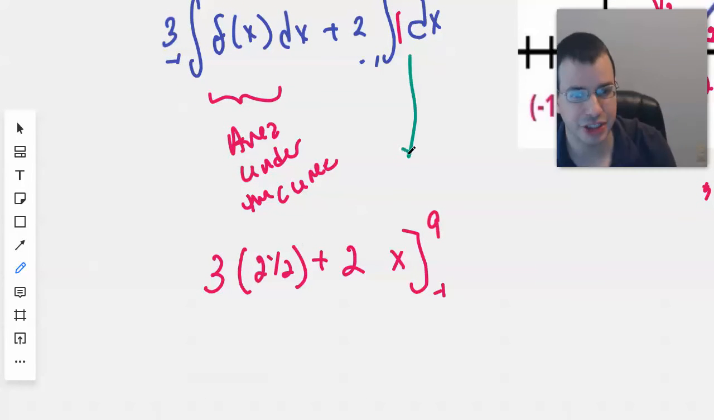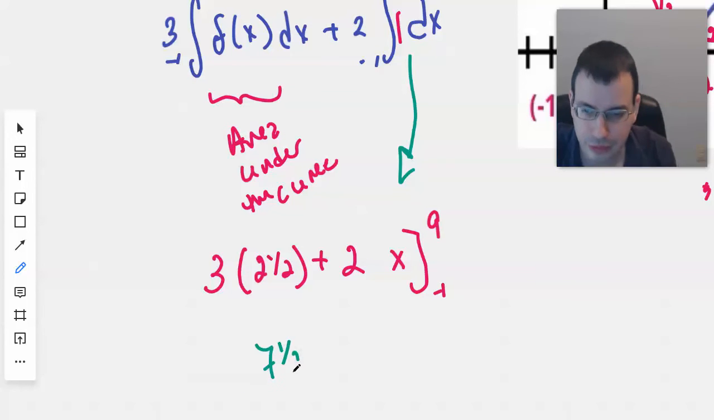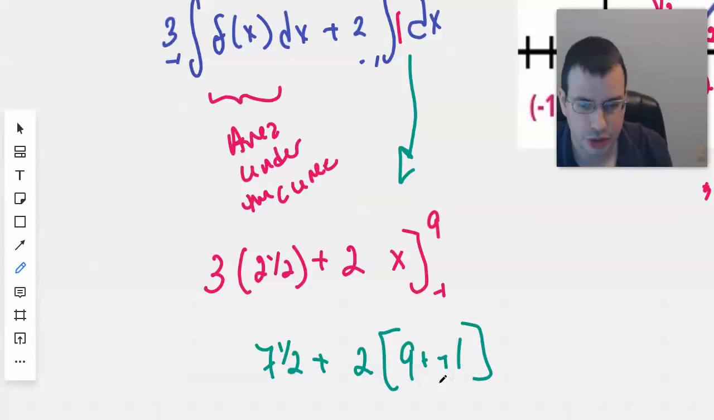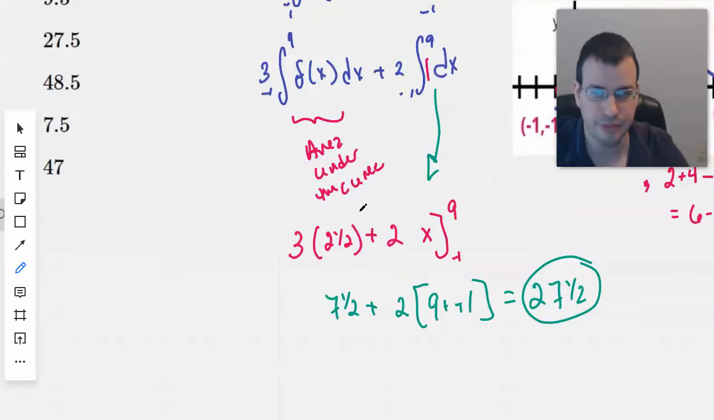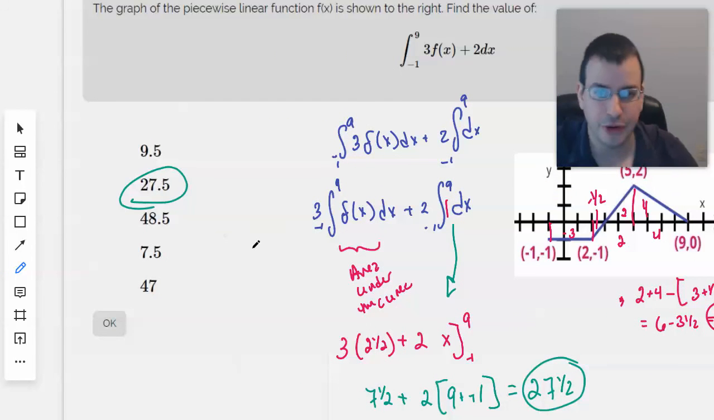So the x is just the integral of 1. 3 times 2.5 is 7.5. Plus 2 times 9 minus -1, which becomes plus, which is 10 times 2, which is 20. 27.5. Which is a possible answer. Which is good, because I would have felt bad if it wasn't.